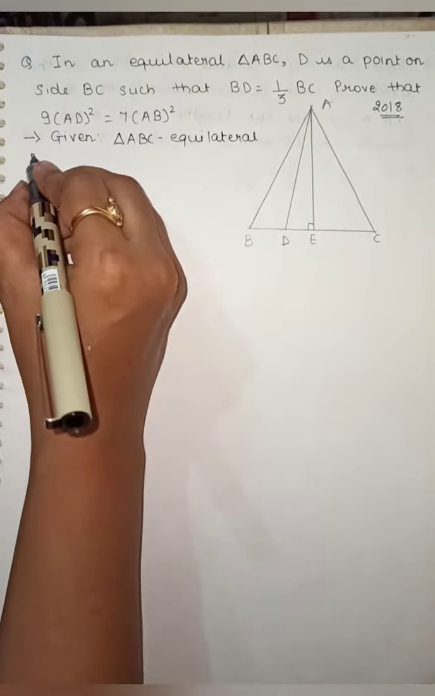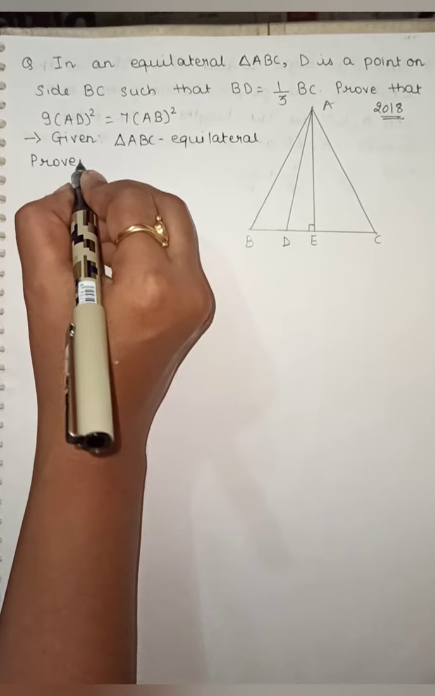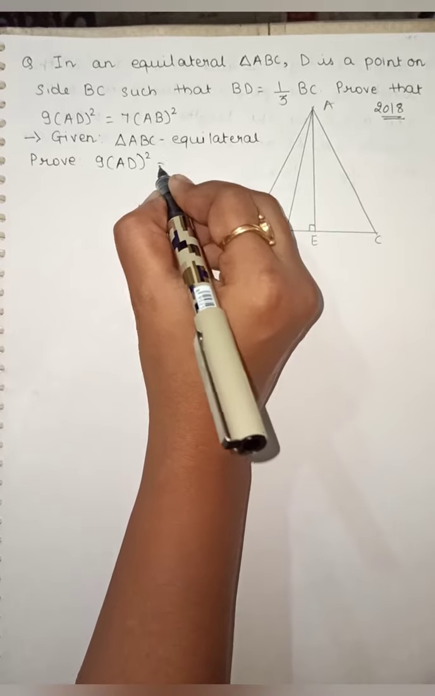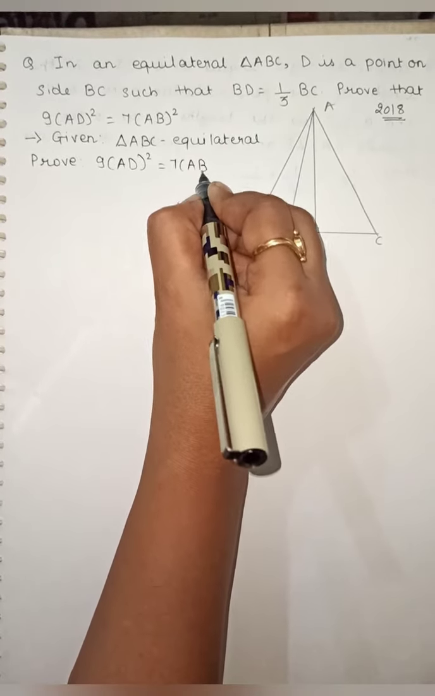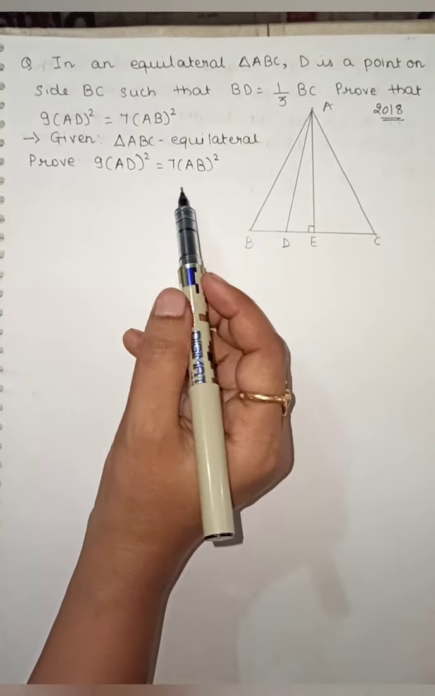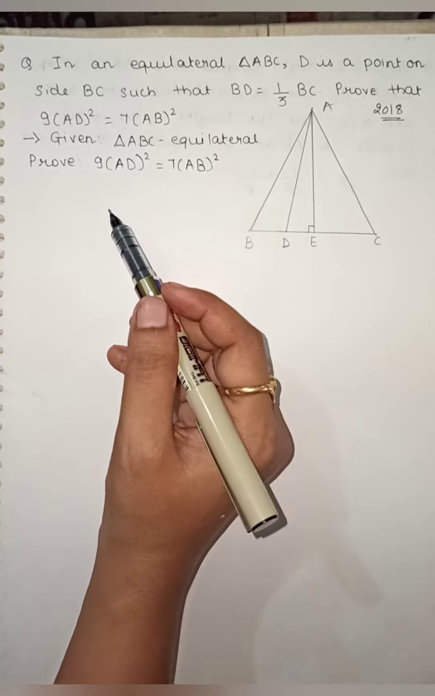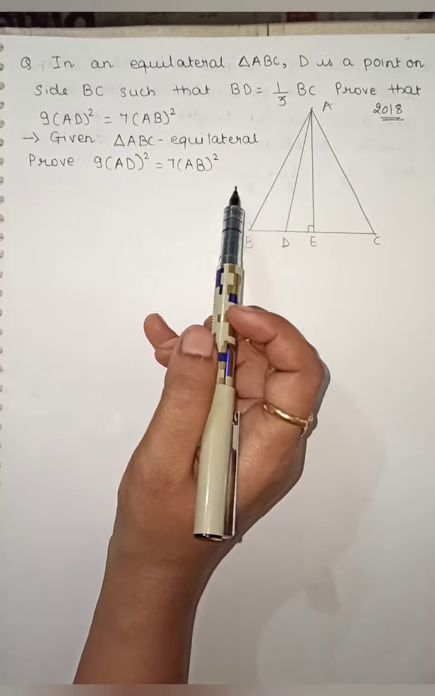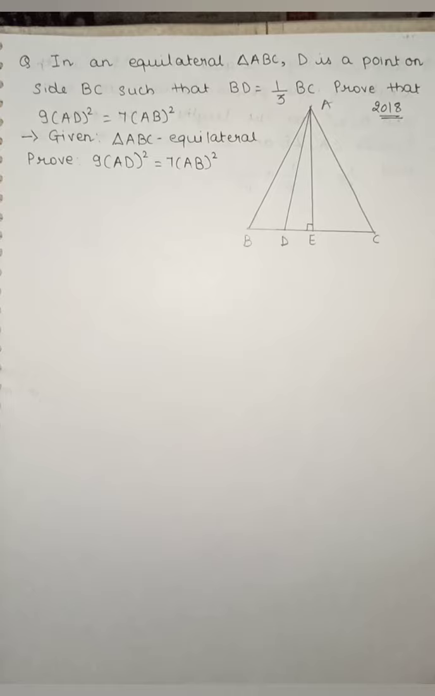Okay, and what is it you have to prove? You have to prove 9 times AD square is equal to 7 times AB square. Whatever is asked becomes the next part of the question. Before proceeding to that, we first have to frame the equations which have AD and AB in them, isn't it? So then how will we proceed?